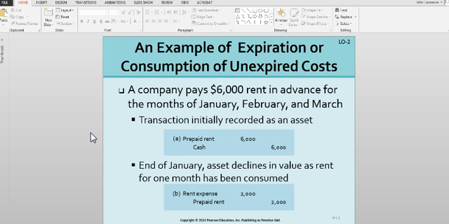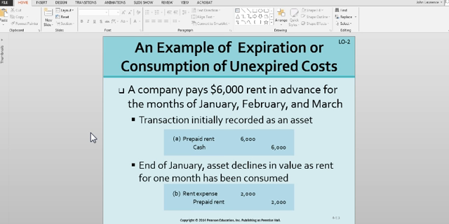And here's that exact example. On January 1st, a company pays $6,000 in rent for the period January, February, and March. At that point, they're paying out cash, i.e. crediting it, decreasing that asset of cash, and they're increasing the asset of prepaid rent. That was on January 1. Now the end of January comes, and the organization is making adjusting entries to its books, and they need to record one month of rent expense, which in turn decreases that prepaid rent account.